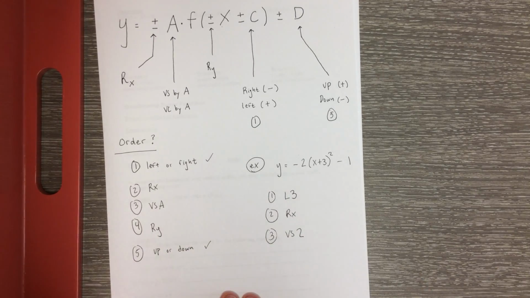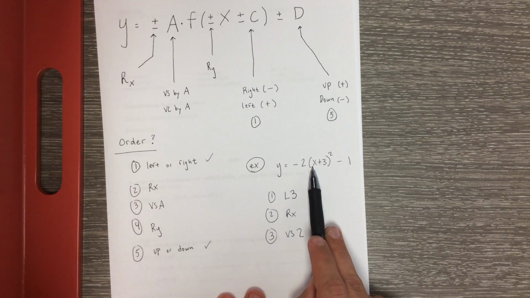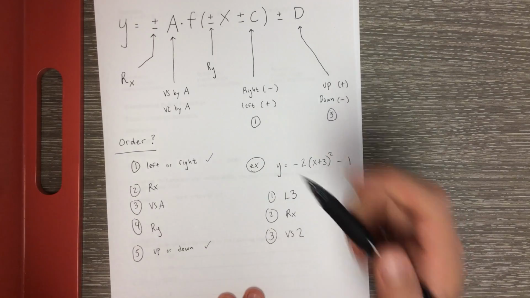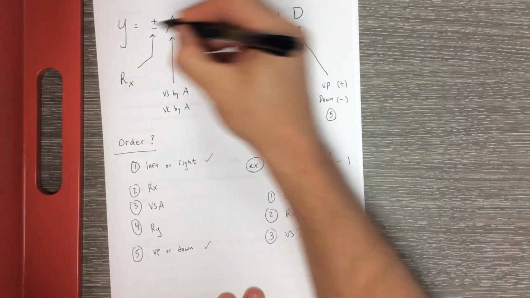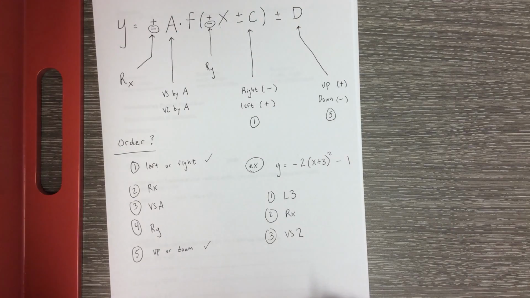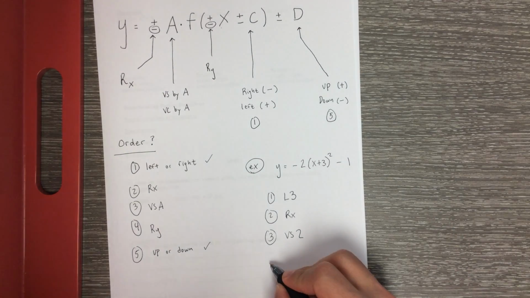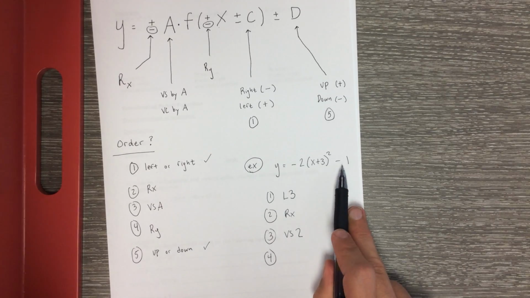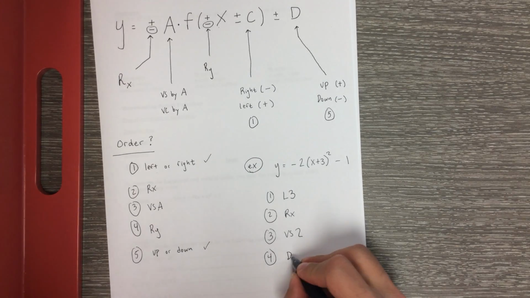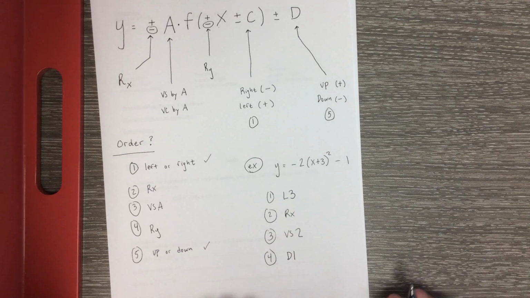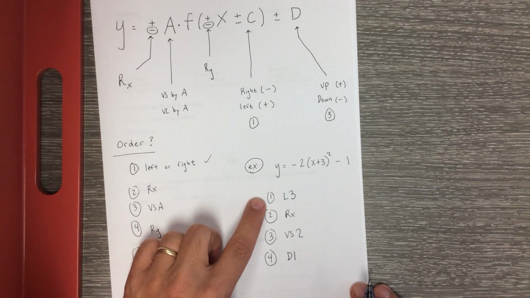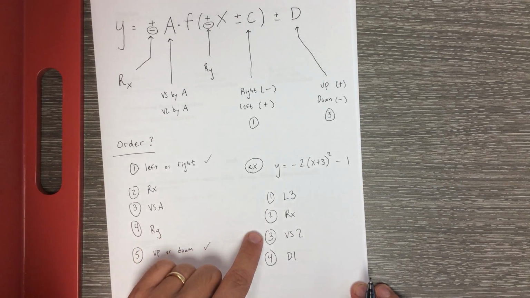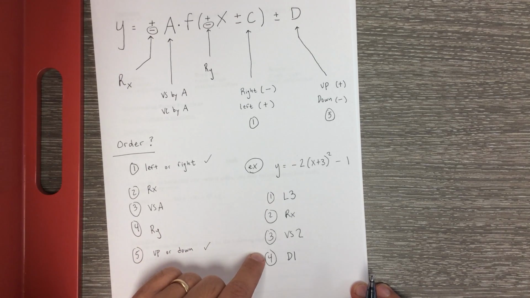I'll put VS 2. If you put VS by 2 or y by 2, that's fine. Is there a reflection over the y-axis? And no, there's not a negative in front of the x, so there is no reflection over the y-axis, so we're good there. And so then the last thing would be, is there any movement up or down? And I hope you'll all agree that yes, there's down 1. So this thing will get moved left 3, reflected over the x-axis, stretched vertically by 2, and moved down 1.